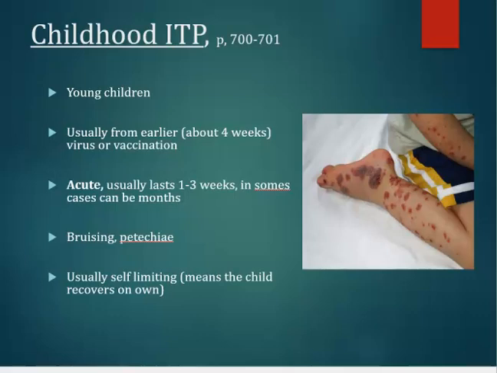It usually happens in young children, usually from about 4 weeks, and it usually results from a virus or a vaccination. And again, it's acute. It usually lasts 1 to 3 weeks, sometimes can maybe last a few months, and usually causes bruising and petechiae on the skin. Usually it is self-limiting, which means the child can recover on their own.